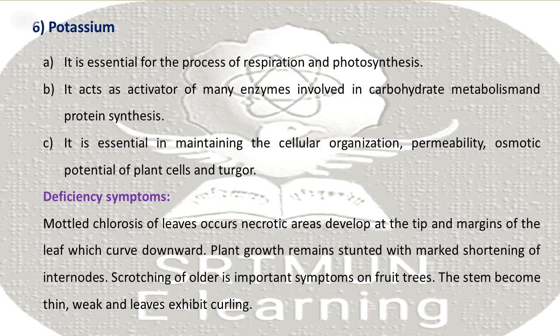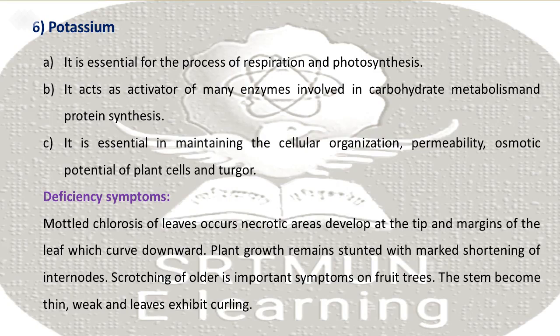Next point, potassium. It is essential for the process of respiration and photosynthesis. It acts as an activator of many enzymes involved in carbohydrate metabolism and protein synthesis. It is essential in maintaining the cellular organization, permeability, osmotic potential of the plant cell and turgor.